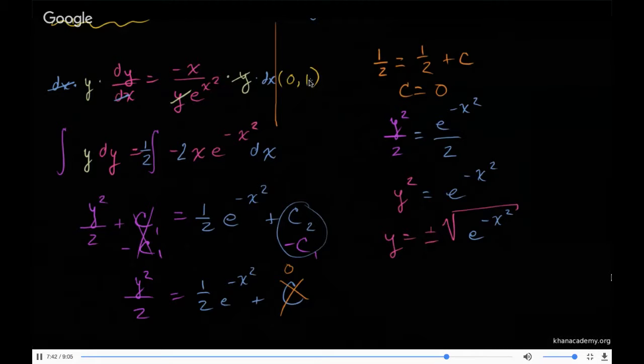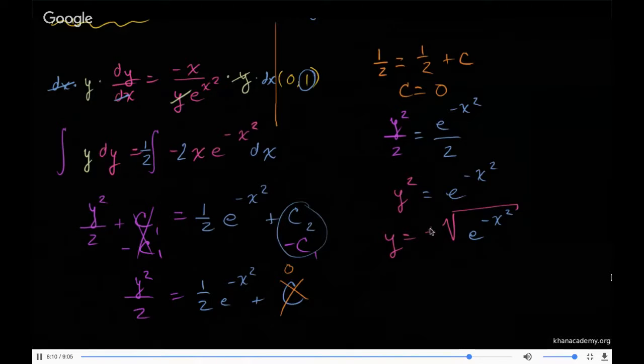But they gave us an initial condition where y is actually positive. So we're finding the particular solution that goes through this point. That means y is going to be the positive square root. If this was the point 0, -1, then we would say y is the negative square root. But we know that y is the positive square root. It's the principal root right over there. So let me do that a little bit neater. So we can get rid of this right over here.